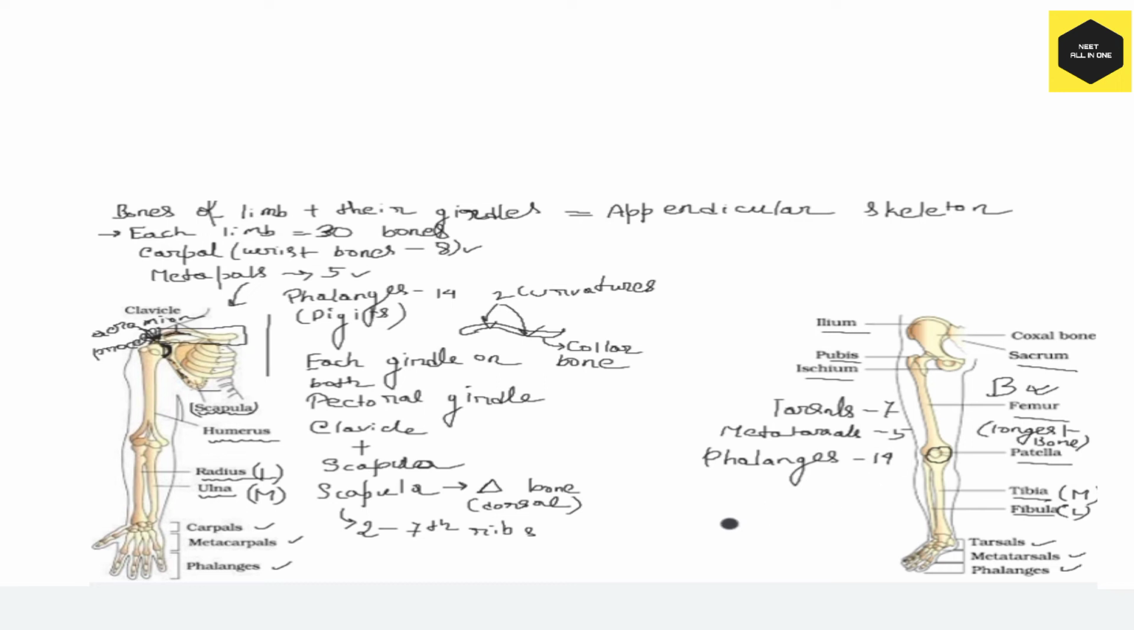And this patella, one thing about patella you have to remember, this patella is cup shaped. And it covers the knee ventrally. So it is also known as kneecap.